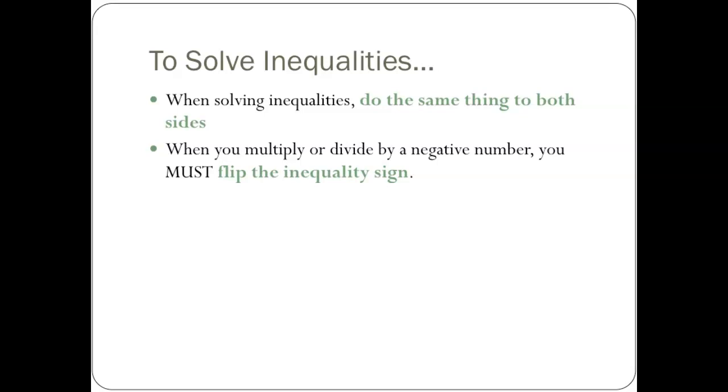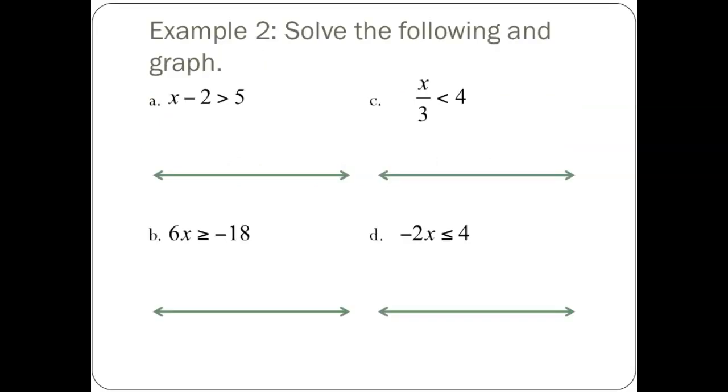Let's take a look at some examples. x minus 2 is greater than 5. Here we're going to start by adding 2 to both sides, just like you would with an equation. So we have x is greater than 7. Then we're also going to graph this. So 7 is here, 8 is there, and 6 is there. This is strictly greater than, so this is going to be an open circle, and we are going to shade to the right of it. x is greater than 7.